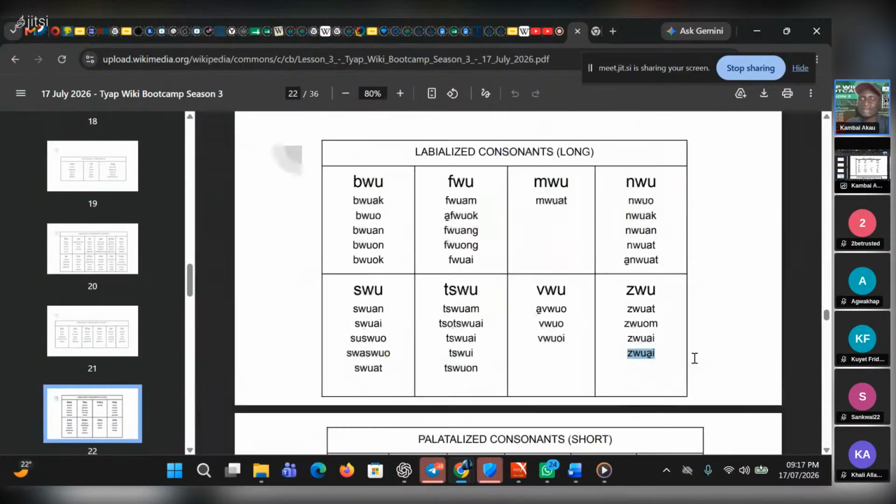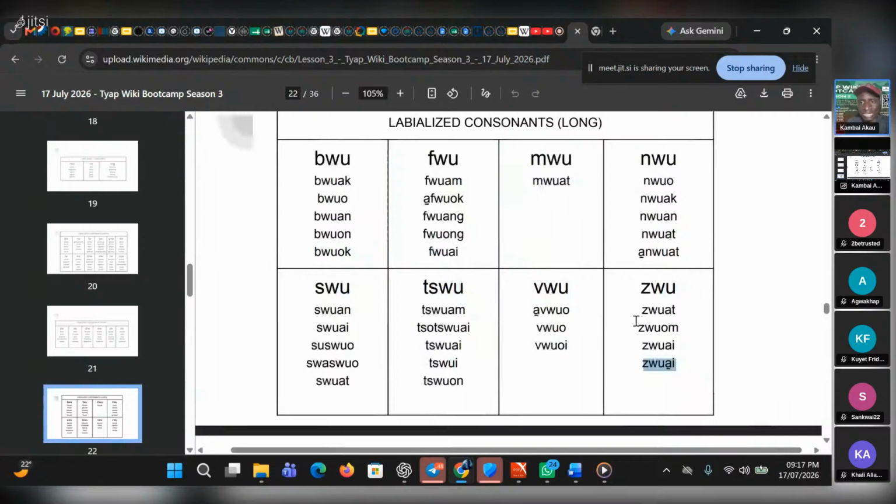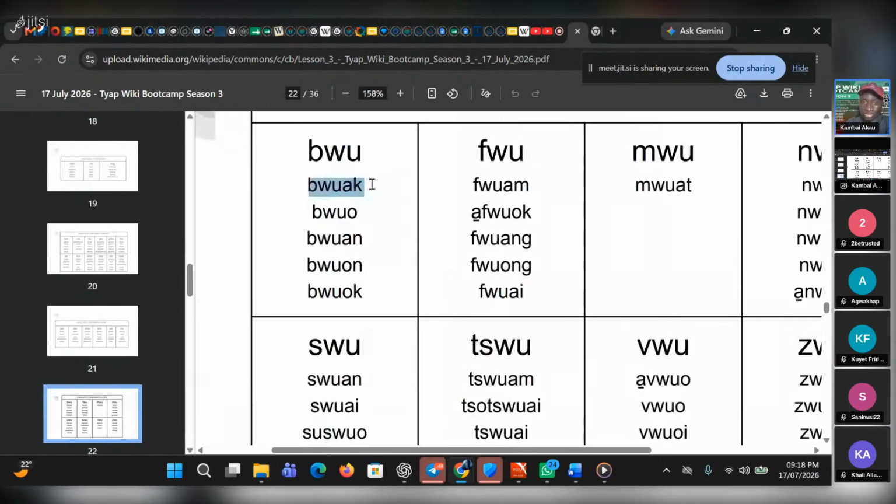So you find out that you have to stress on this very one to give you the long labialized version. And as I said in last year's version, in Tyap, we are supposed to have BWW here, but then somehow the language board agreed that they should have the second W changed to a U instead of BWW. Then we're having BWWAK, but it's supposed to be like that anyway.